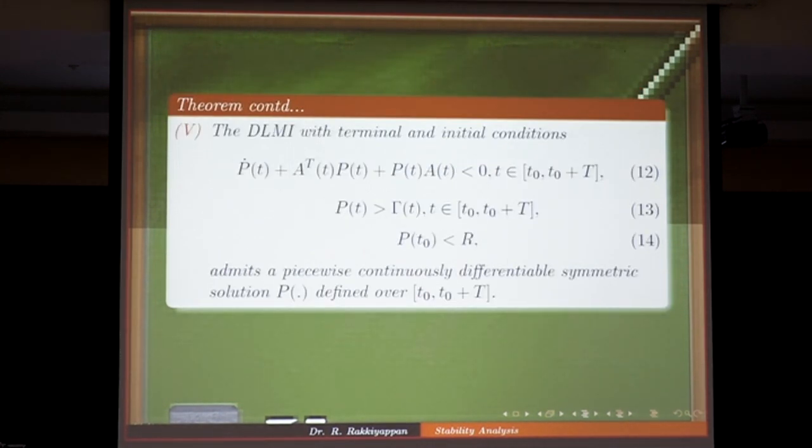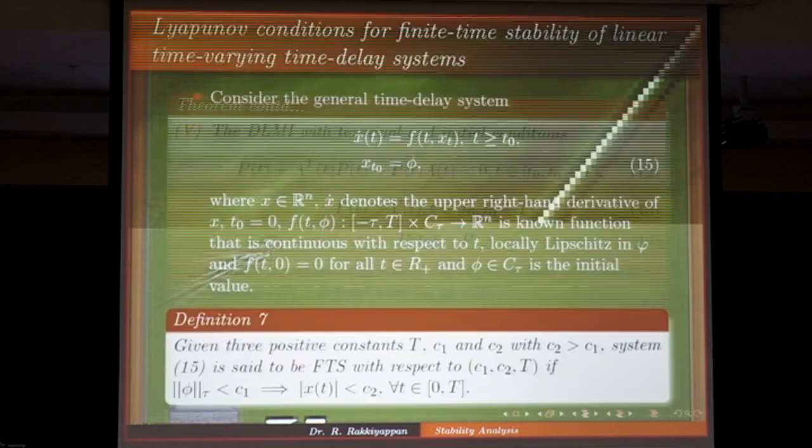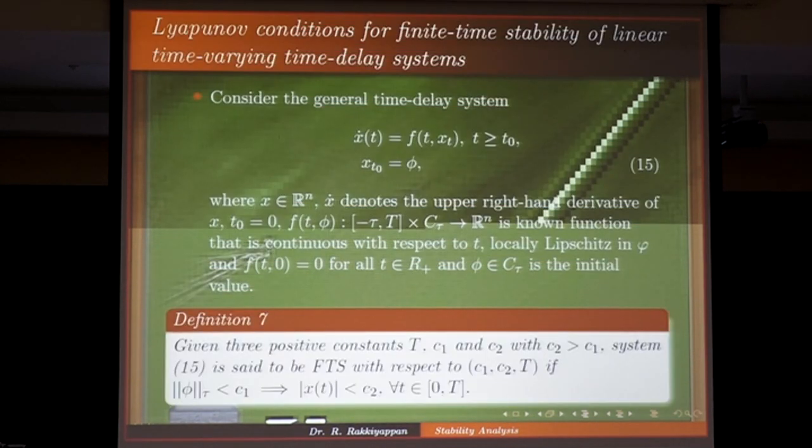So this is the fifth condition. These 5 conditions are equivalent statements for a continuous system to be finite time stable. This is the main result of our study: the Lyapunov conditions for finite time stability of linear time varying time delay systems. We have considered both integer order systems as well as fractional order systems, in the sense of coupled derivative.